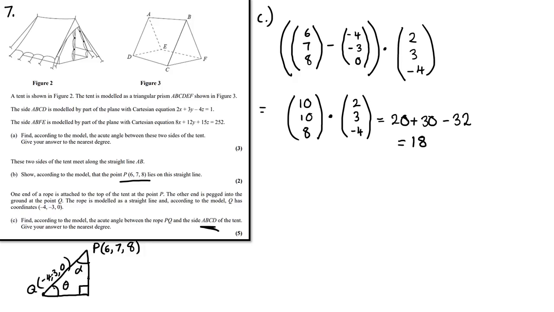So what we'll say then is cos theta is going to be equal to 18. This is our scalar product, so it's always the scalar product, 18 in this case. We divide it by the square root of each normal squared. So it's going to be the square root of 10 squared plus 10 squared plus 8 squared. And again, we multiply this by the other square root of 2 squared plus 3 squared plus minus 4 squared.